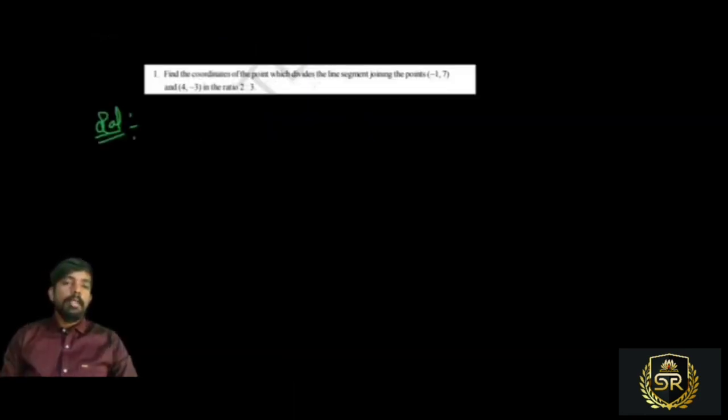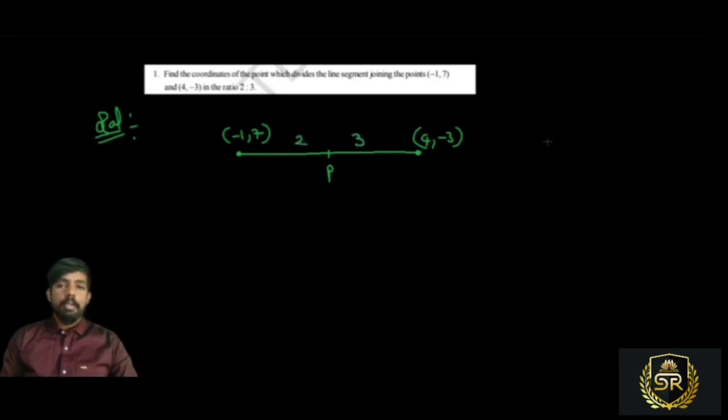Find the coordinates of the point which divides the line segment joining the points. Here he is asking to find the coordinates of the point which divides the line segment. In your syllabus you have internal division. Let us consider one point is minus 1 comma 7, and one more point is 4 comma minus 3. Let P be the point dividing the line in 2:3 ratio.